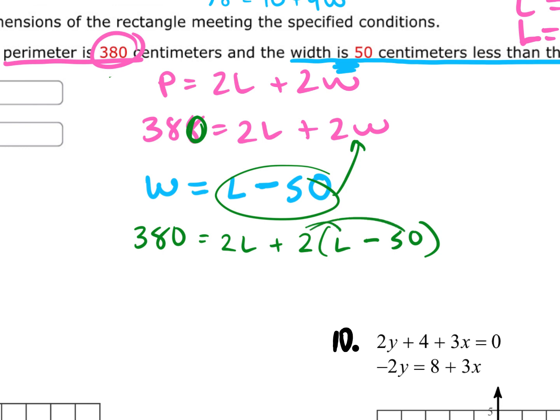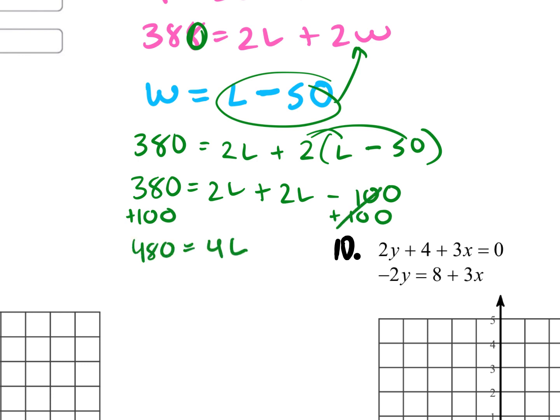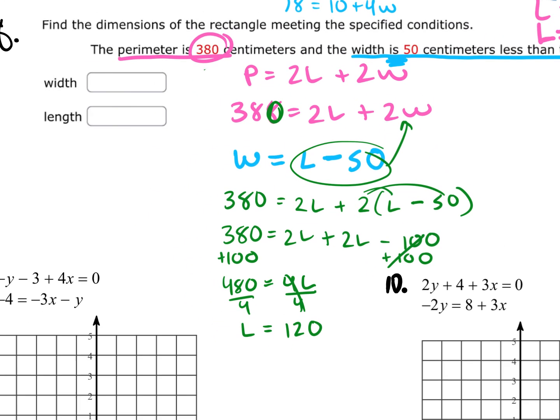Distribute. 380 is equal to 2L plus 2L minus 100. What next? Combine the two L's, and I'm going to add 100 to move it to the other side. So 480 is equal to 4L. Divide by 4. So what does L equal? 120. So our length here is 120 centimeters.